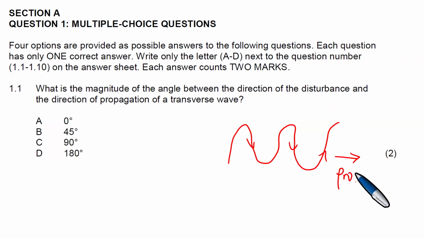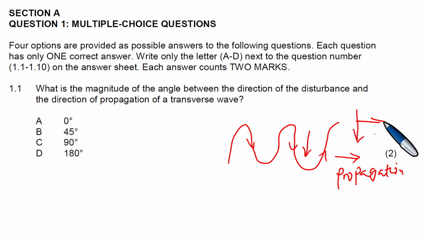Right, we agree that the propagation is towards the right, for example, here, and the disturbance, you can see it's, for instance, going down. And so what is the angle there? If this is the disturbance going down, the direction of propagation is that way. What is the size of that angle there? Anyone home? 90 degrees. It is exactly 90 degrees. So we can see that the angle is 90 degrees, and that is the actual angle between the direction of the disturbance and the direction of propagation of a transverse wave. Next question.